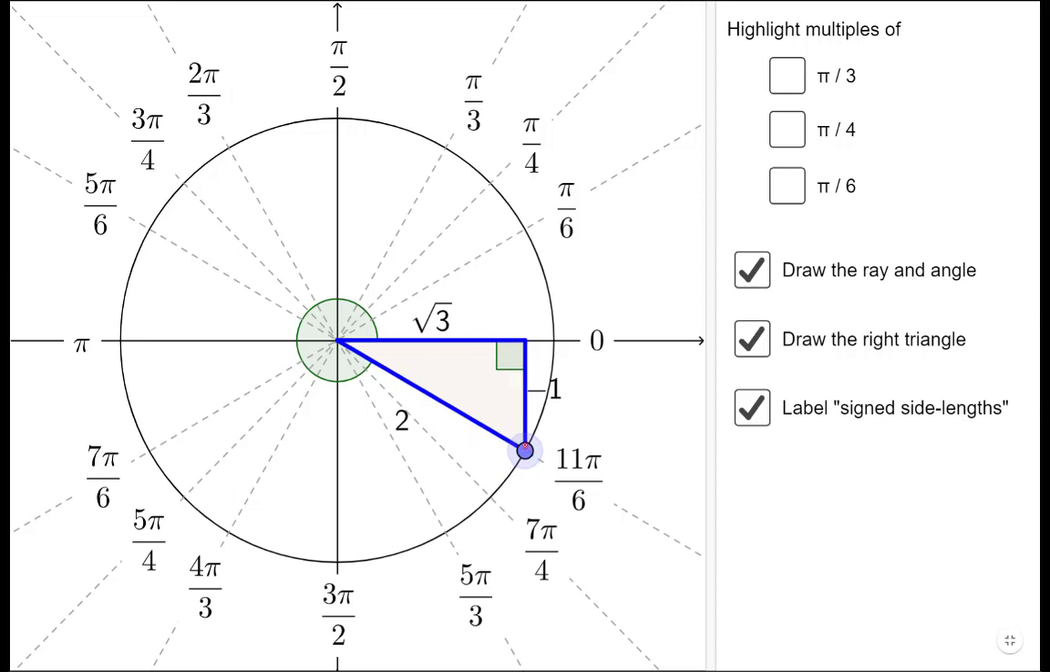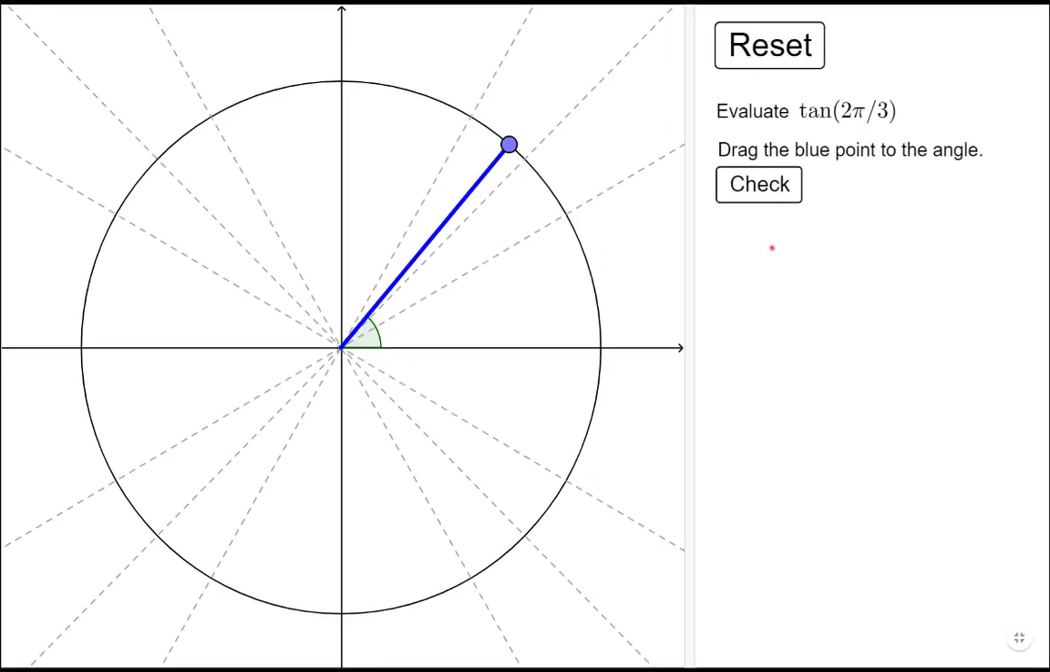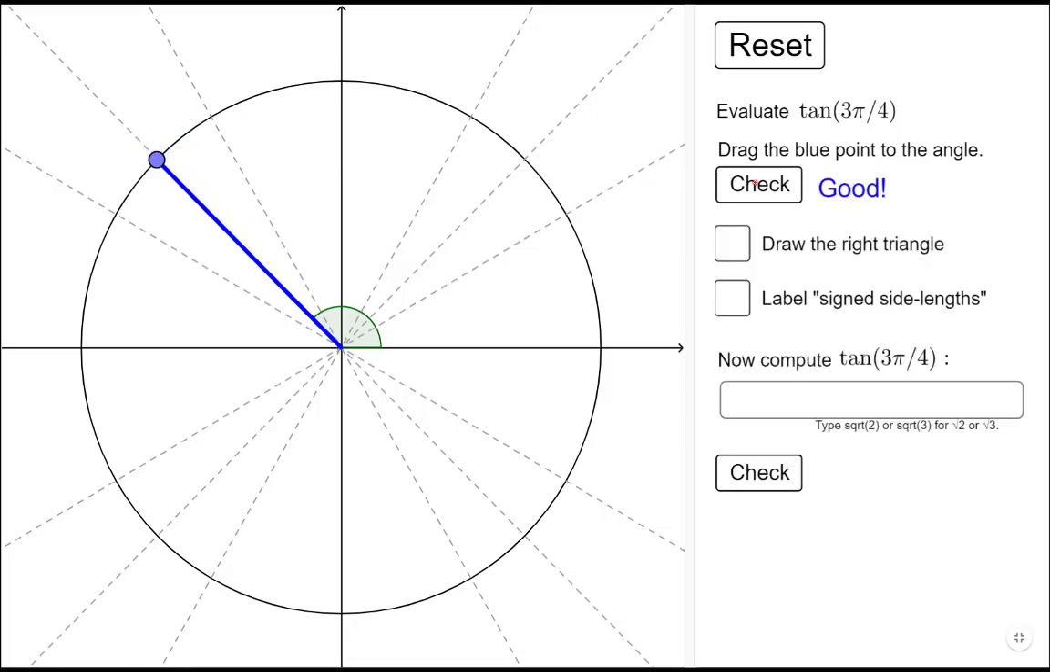So let's do that in this next applet. Okay, in this applet, we have some random angles that are given to us, and we need to figure out some trig functions of those angles. So let's say tangent of 3 pi over 4. The first step is to move this to 3 pi over 4. So let's remember the half circle is pi, but I only want 3/4 of the pi. So 1/4, 2/4, 3/4. So there's my 3/4 pi. I've got the right angle. Let's check that. Good.